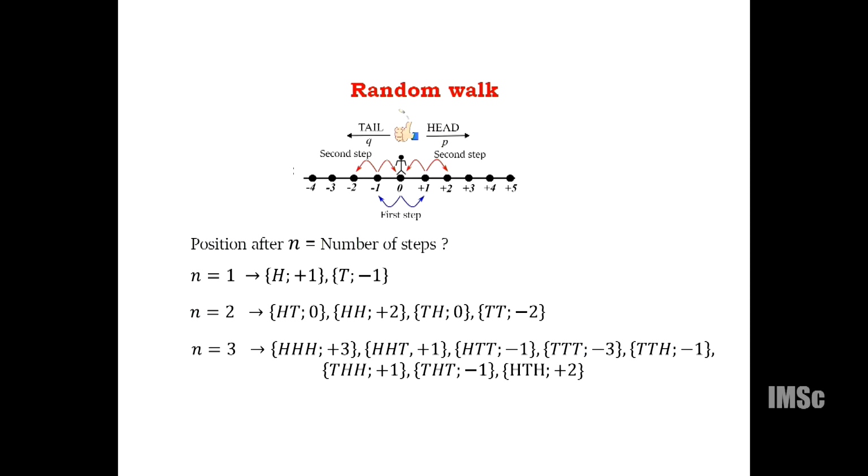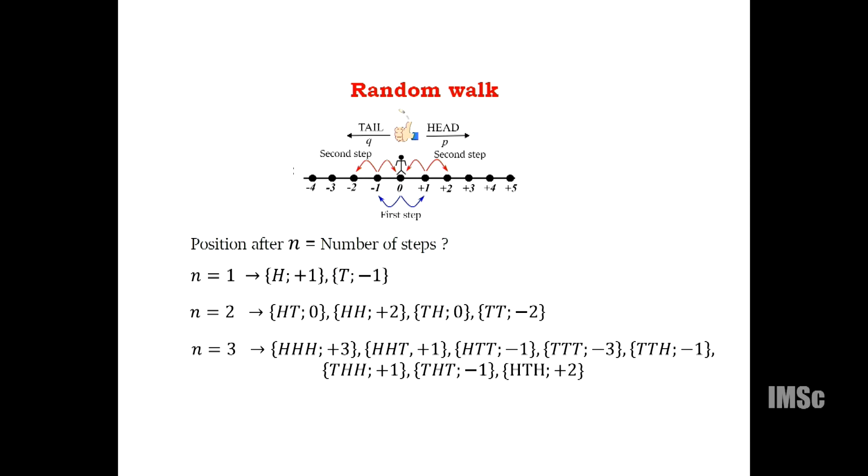Now we ask: after playing by this rule, what will be the final position of the walker after some number of steps? For sure it will be a random quantity, placed randomly after the steps, but let's just count it. For n equal to 1, it has taken only one step, so it can get either head or tail. When it gets head, it moves to the right, so its final position is +1, and when it gets tail, it moves to the left, so its final position is -1.